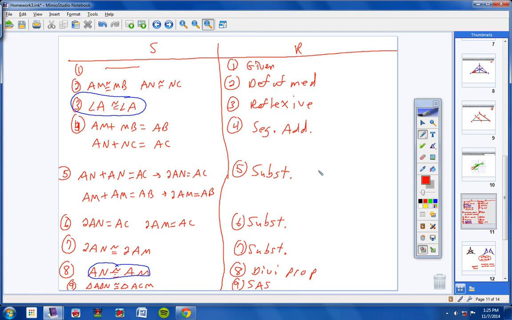And now for step 10, I can state that, what was I trying to prove, guys? I was trying to prove that CN is congruent to BN. Hold on one second here. CM, right here, CM is congruent to BN. And we can state that. So I can say BN is congruent to CM, and the reason would be CPCTC.